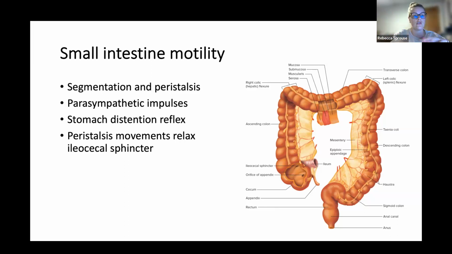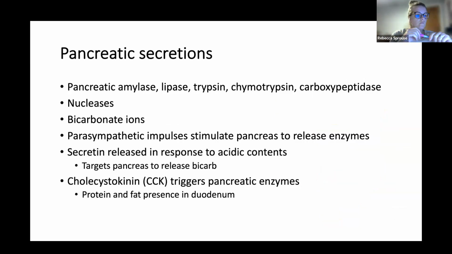So sphincters are usually constantly contracted and closed due to the sympathetic nervous system. But peristalsis, which is triggered by the parasympathetic nervous system, relaxes those sphincters so things can keep moving forward.